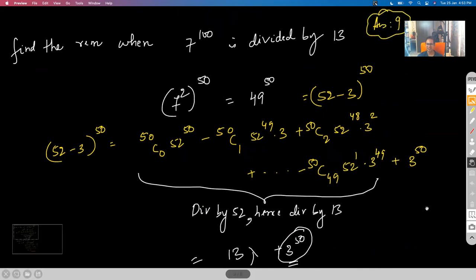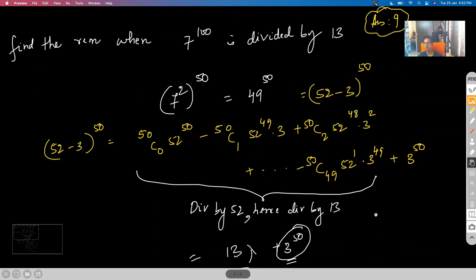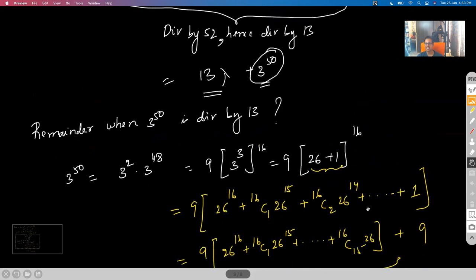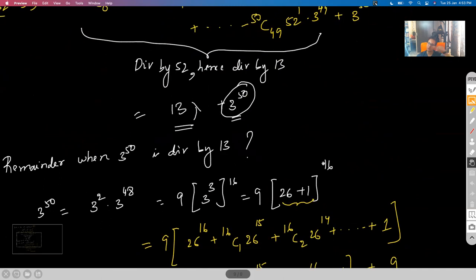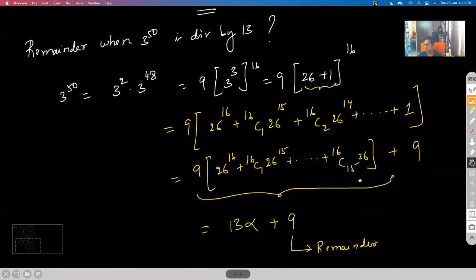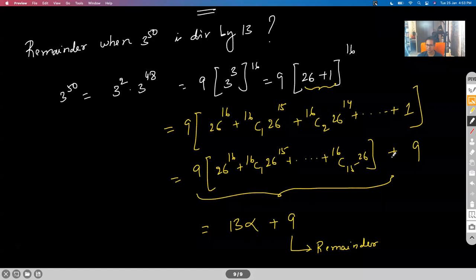Got it? Okay. So maybe in one go, you will not get the answer, but you have to again take the remainder over here and again work in the same way. And it may take more than 2 iterations also. So be prepared for it. Is it fine? What was the process adopted to solve this question?